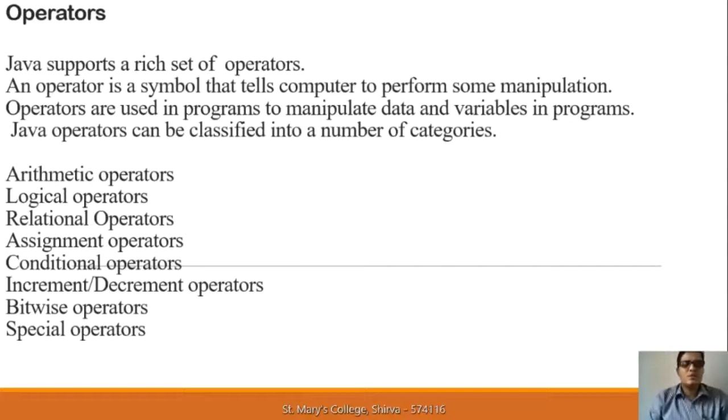Java operators are classified into various categories. Already we have learned these operators in C and C++. Once again we are learning some new operators here in Java. They are arithmetic operators, logical operators, relational operators, assignment operators, conditional operators, increment and decrement operators, bitwise operators, and special operators.